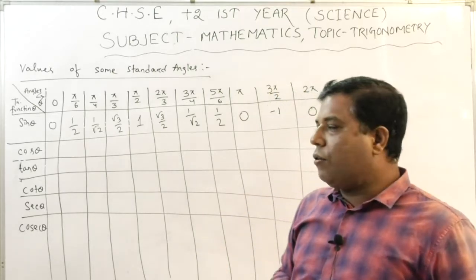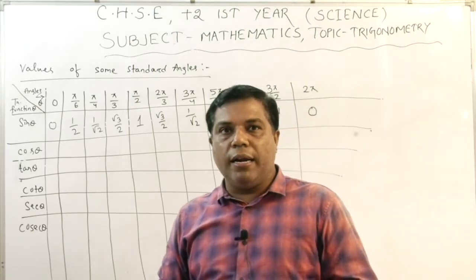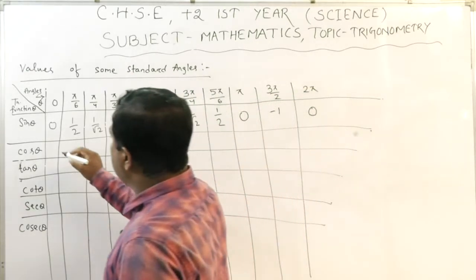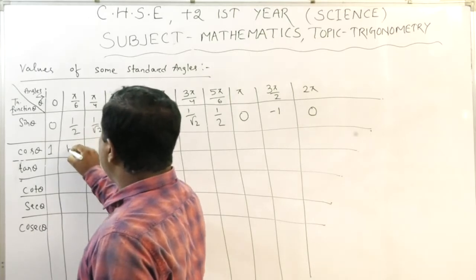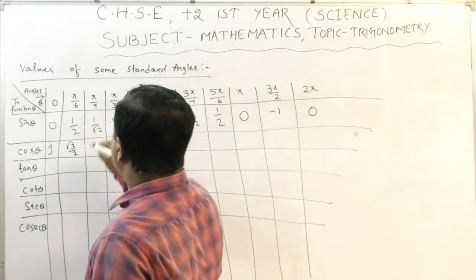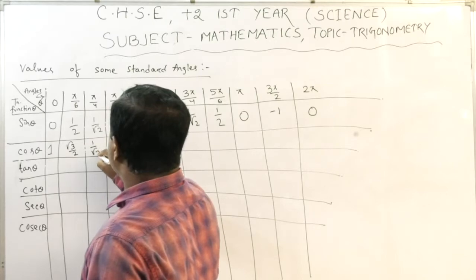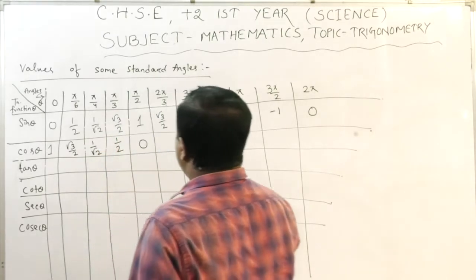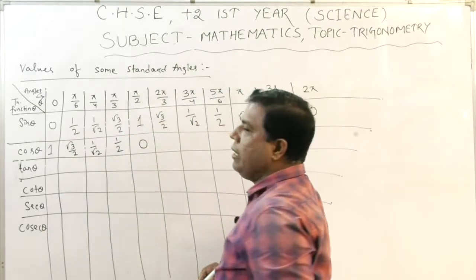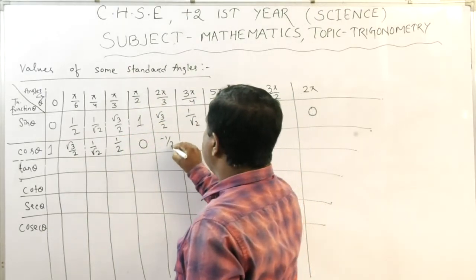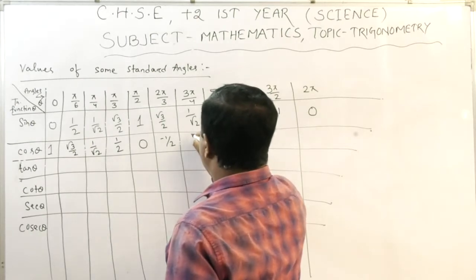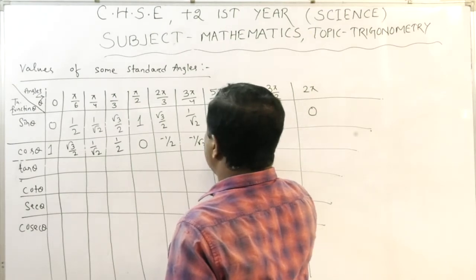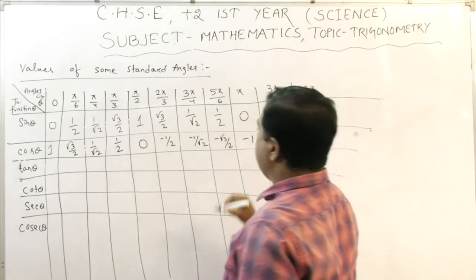You see, cos theta is positive in the first quadrant, and in the second quadrant it is negative. So cos 0 is 1, cos pi by 6 is root 3 upon 2, then 1 upon root 2, then 1 upon 2, then 0. And what happened about 2 pi by 3? It is minus half, and then minus 1 upon root 2, minus root 3 upon 2, and minus 1.